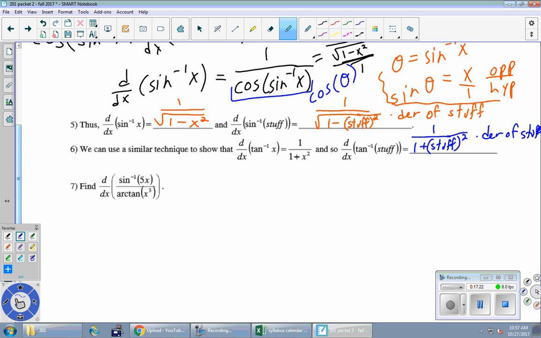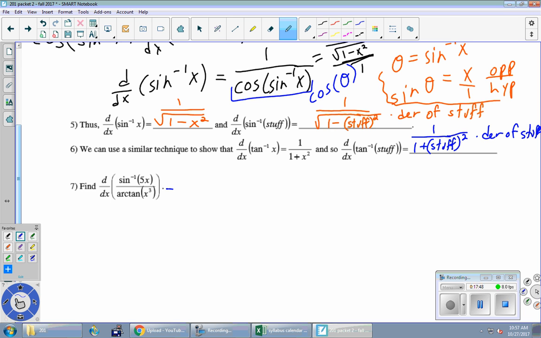Okay, let's put our new derivative rules to use in number 7. It says find the derivative of the inverse sine of 5x over the arctan of x cubed. So you'll notice that I put a little -1 for the inverse on the sine function, but then I wrote arc in front of the tangent function. They are synonyms. I'm just making sure that you are clear that they're both exactly the same thing. Whether you do the -1 or the arc, they both represent inverse of the trig function.